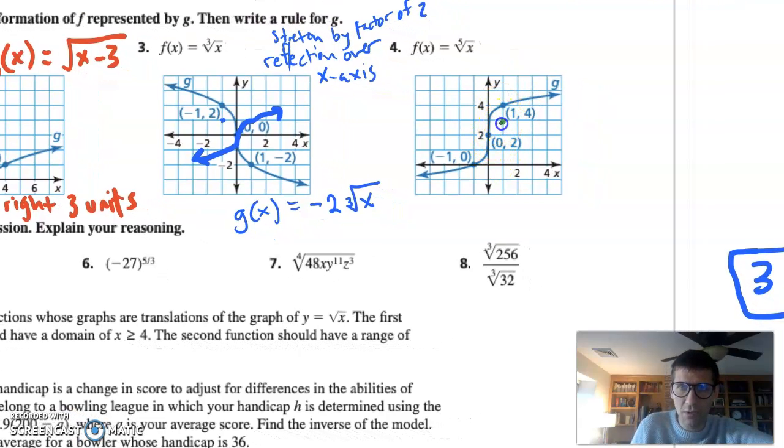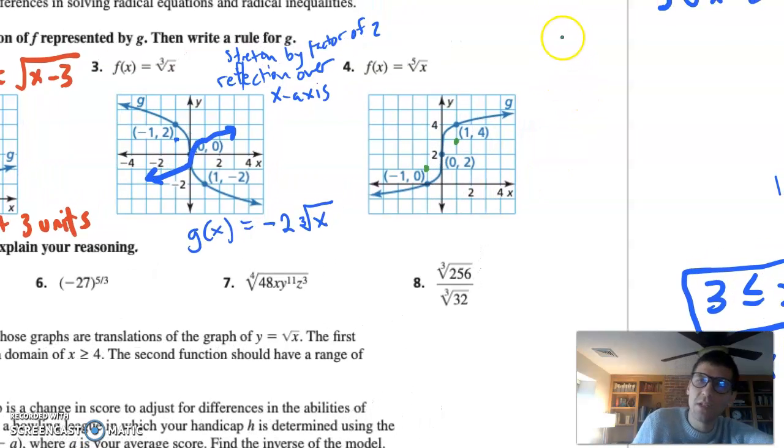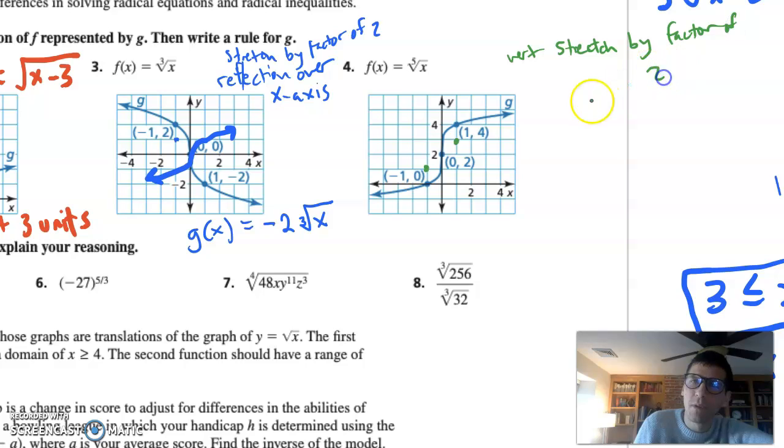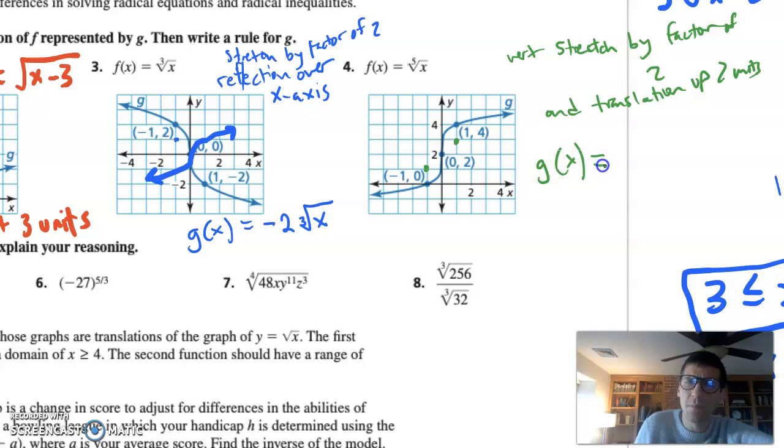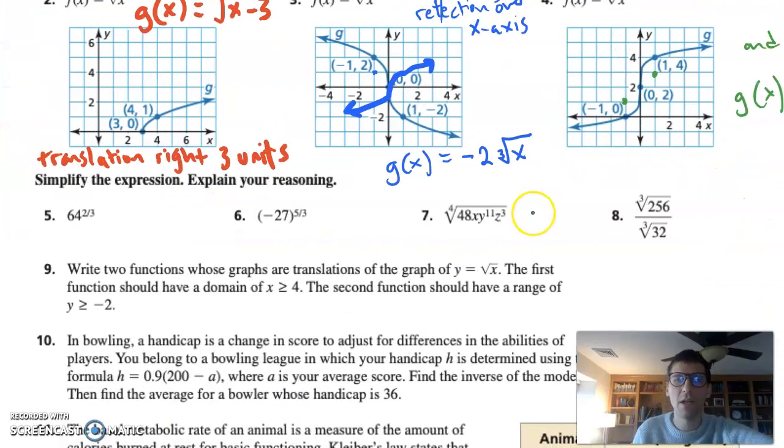Once again, we don't see it going through this point here. And it looks as though it's been displaced. So this is a vertical stretch by a factor of 2 again. And a translation up 2 units. So g of x in this case would be vertical stretch, so add a 2 in here to my fifth root. And then the translation up 2 units would come afterwards. Okay, not too bad so far.